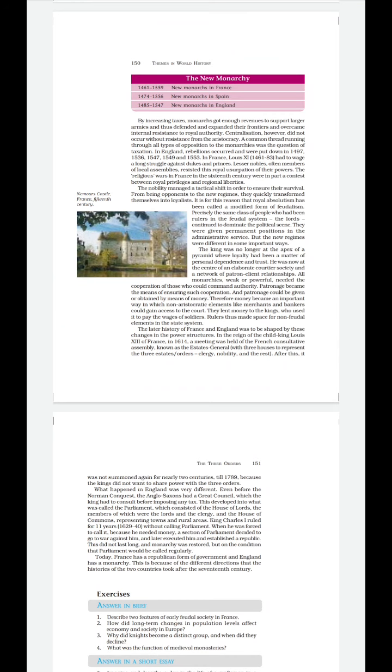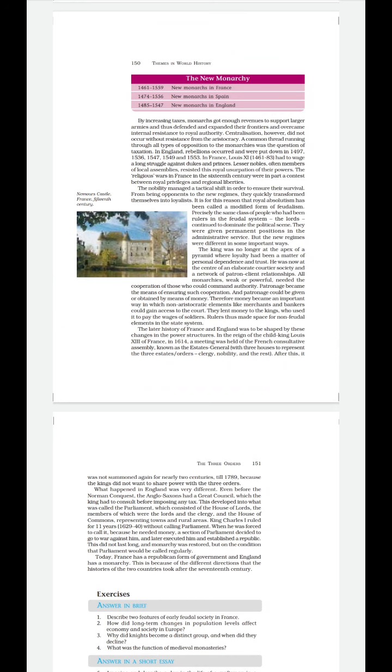Now if the House of Commons made any law, what did they need to do? They needed to take permission from the House of Lords. Clear? And this system continued for a long period. Like King Charles I ruled for 11 years without calling the Parliament.